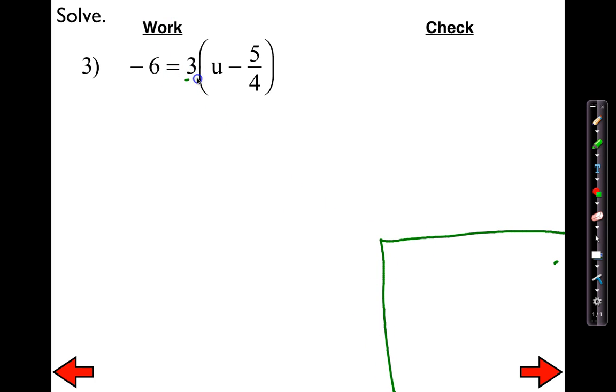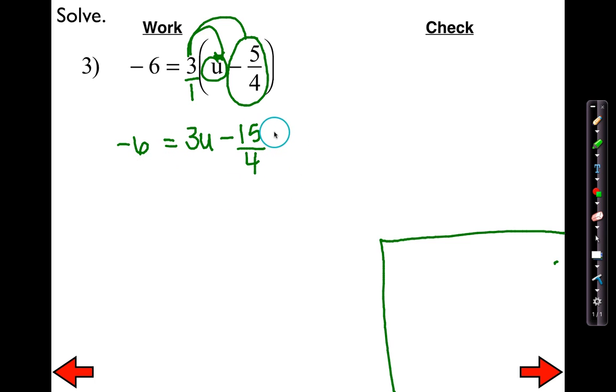We are going to be distributing a 3 first to the letter U. So 3 times U is just 3U. Now we're going to distribute 3 to a negative 5/4. A positive times negative is a negative, which, if it helps you, you can put over 1. I can't cross reduce between 1 and 5, nor can I with 3 and 4, which is just going to leave me with 15/4.